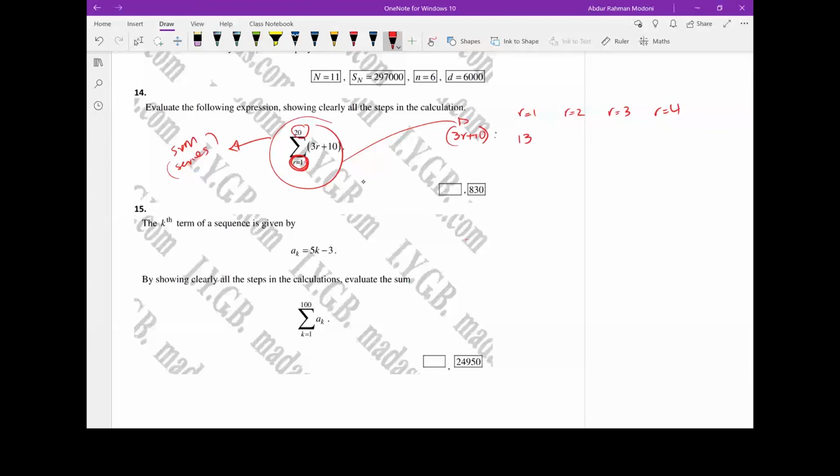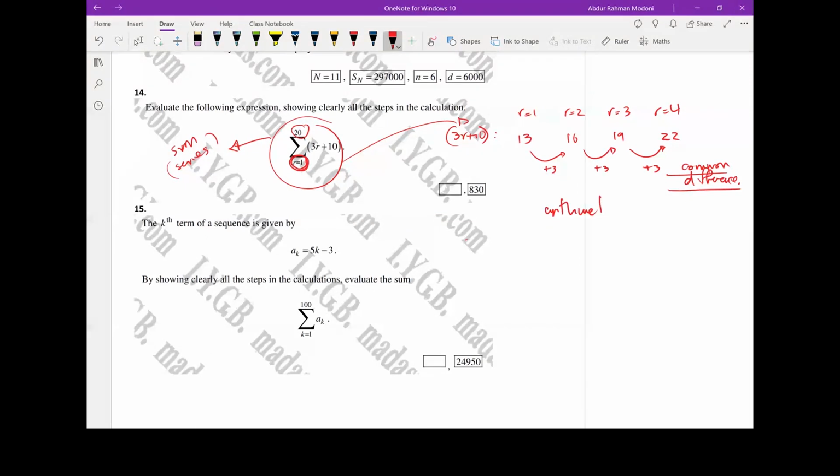When r is equal to 2, it's 3 times 2, 6, plus 10, 16. When r equals 3, 19. When r equals 4, 22. So straight away we can see here that the terms are all increasing by 3. So we've got a common difference here. And this is what I then use to conclude that this is an arithmetic sequence.